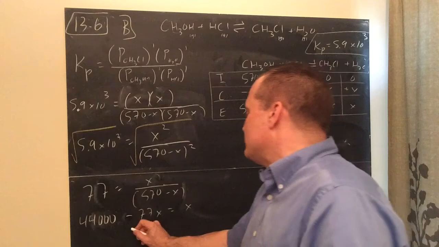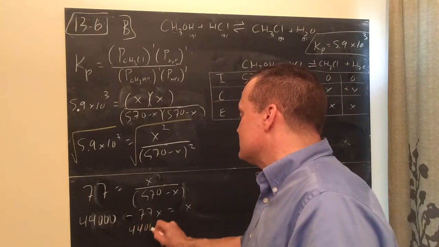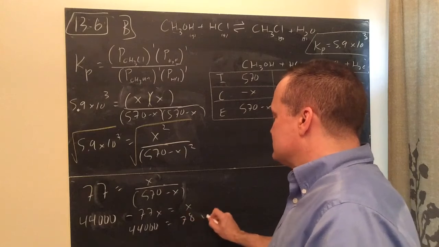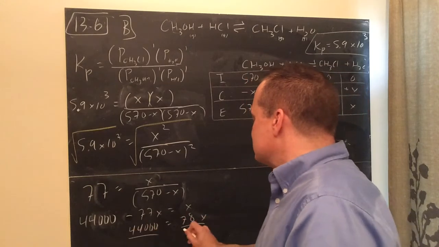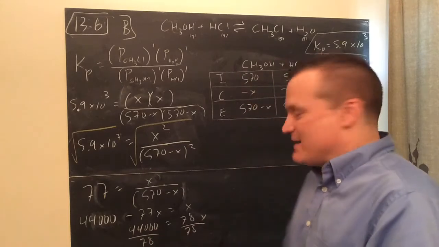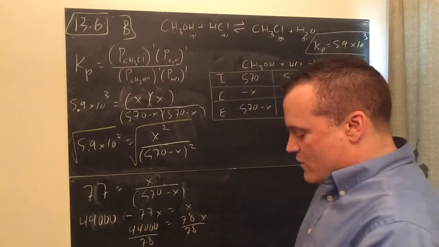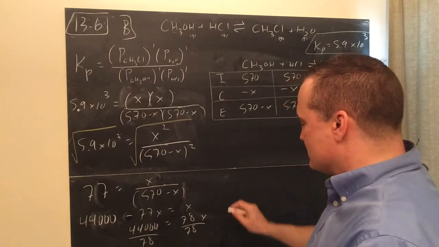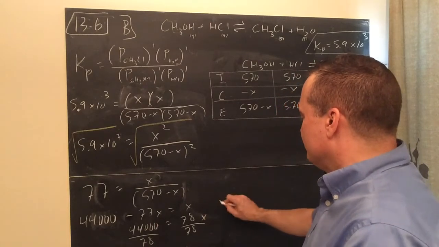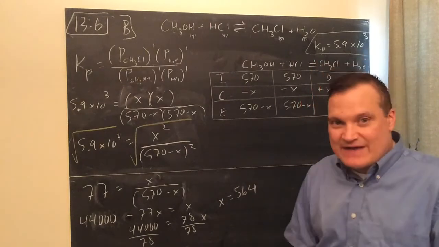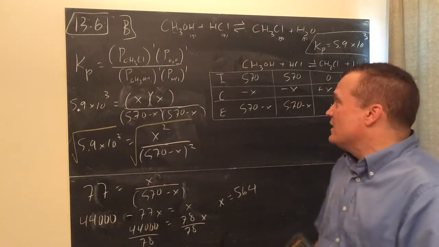So now 44,000, I'm sorry, equals, add that to that side, 78x. So then you divide both sides by 78. Am I still on the screen? Just barely. So 44,000 divided by 78 gives me 564. So x is 564.